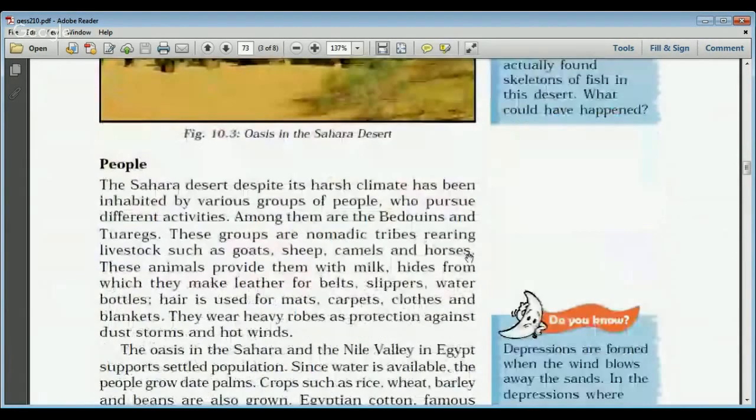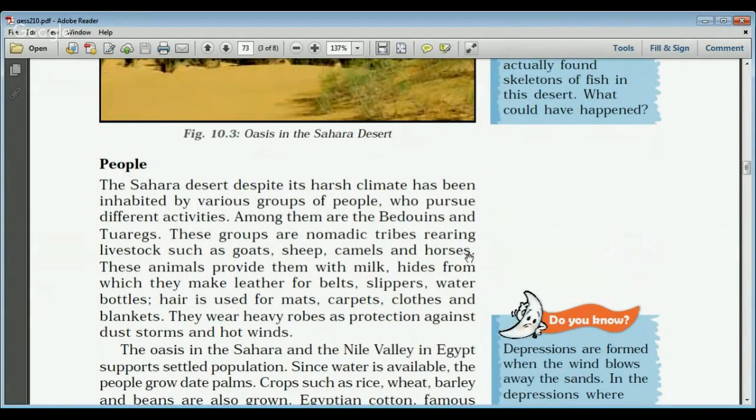And if you talk about the people of the Sahara region, the Sahara Desert, despite its harsh climate, has been inhabited by various types of tribals, and the most important tribals are Bedouins and Tuaregs. Please remember this fact that Bedouins and Tuaregs are from the Sahara region of Africa, and these groups are nomadic tribes, and they rear livestock such as goats, sheep, camels, and horses.